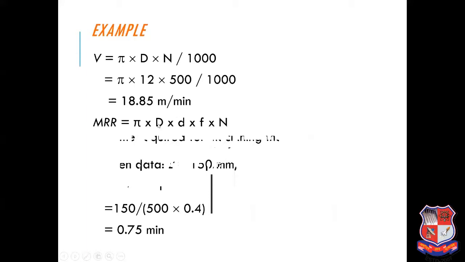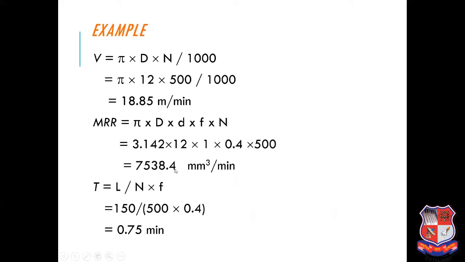So the initial diameter of the job, depth of cut, feed and N are required to find out the MRR in millimeter cube per minute. So that comes out to be 7538.4 millimeter cube per minute. And to find out the machining time, again use the formula T is equal to L divided by N into F. So L is equal to length of the job or total tool travel, 150, divided by 500 into 0.4. We will get the machining time as 0.75 minute.